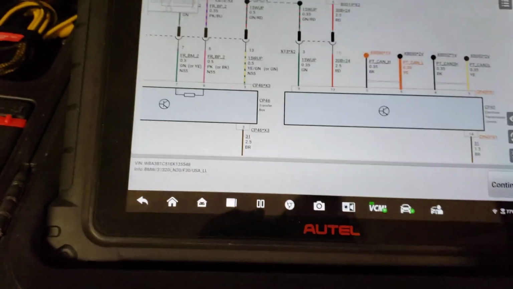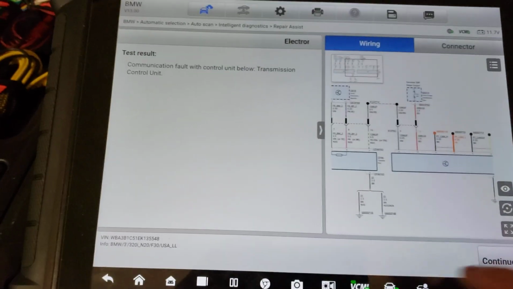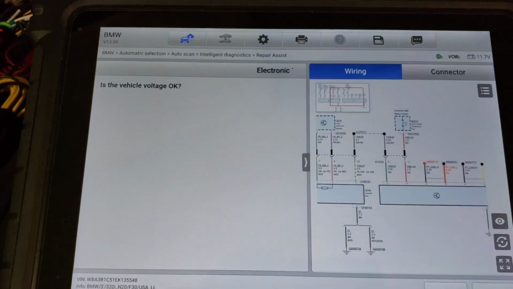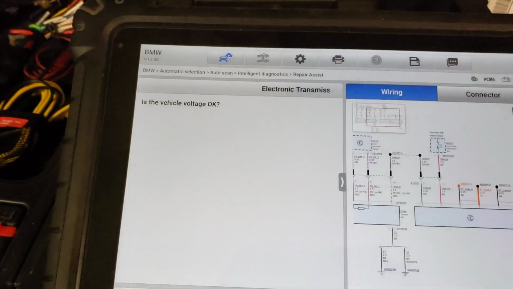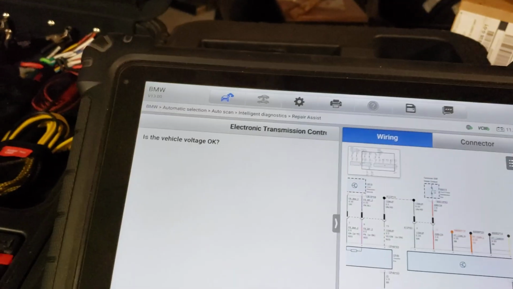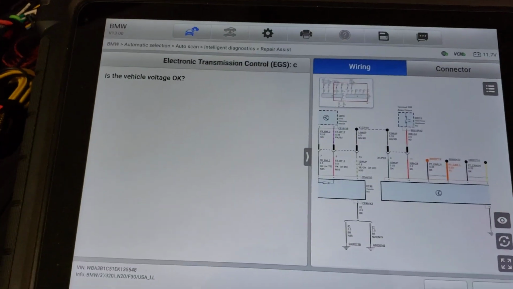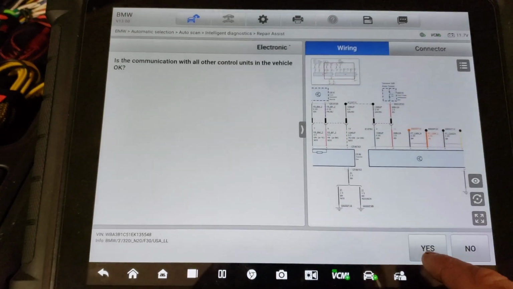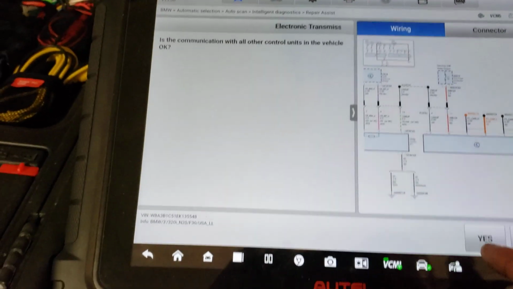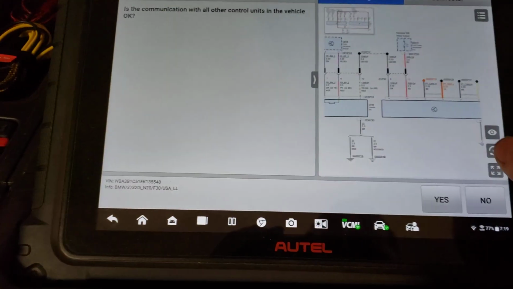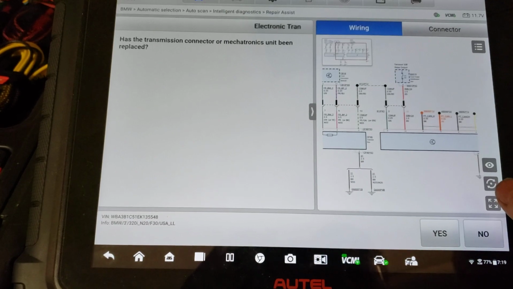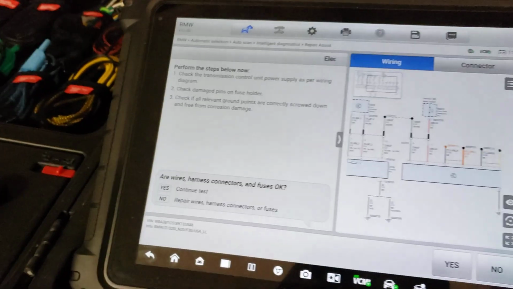Now, if you go through this little fault isolation, it tells you, is the vehicle voltage okay? It is. I know it's a little bit down, but trust me, I've been through this a little bit yesterday and I scoped it today, but vehicle voltage is okay. So yes, is the communication with all other module units in the vehicle okay? Well, technically it's not. If I do hit yes, has the transmission mechatronics unit been replaced? No.